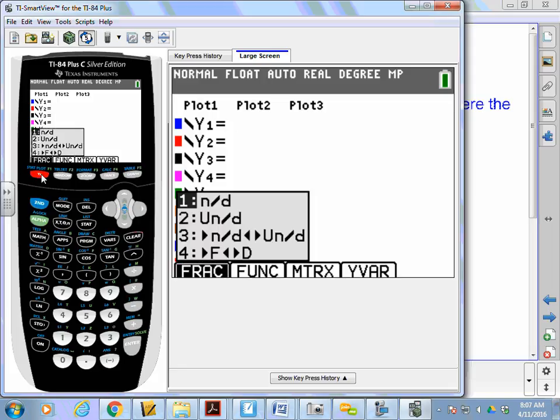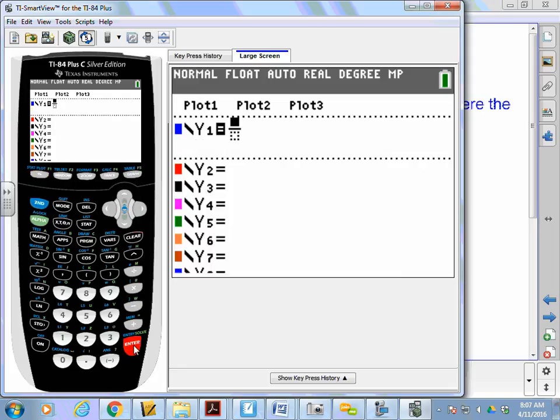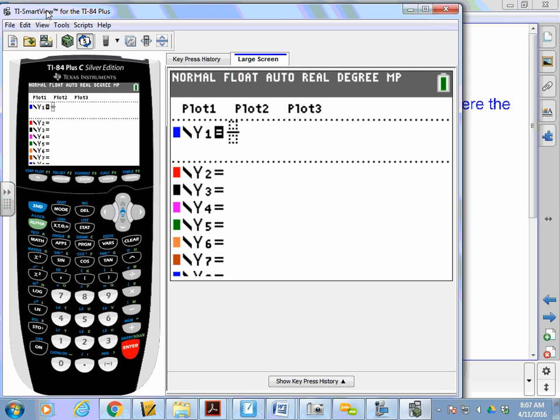So we'll put our fraction bar in, and what was it? 6 over x plus 4. There we go. 6 over x plus 4.